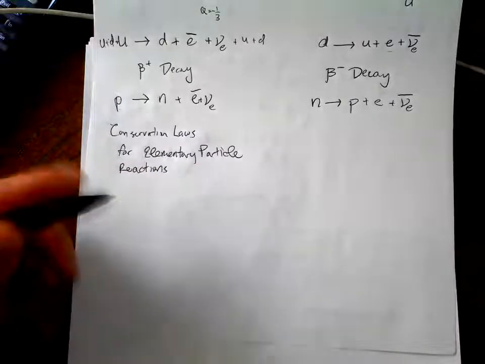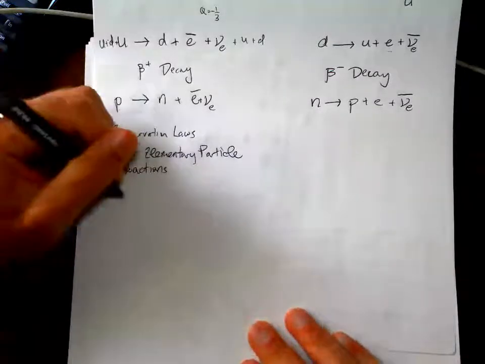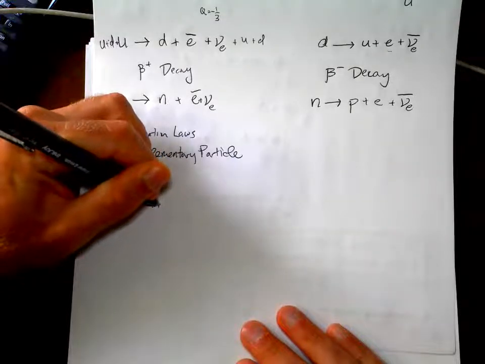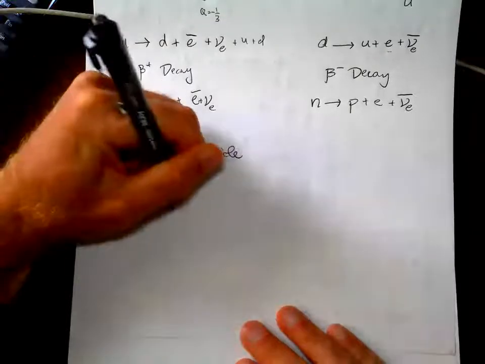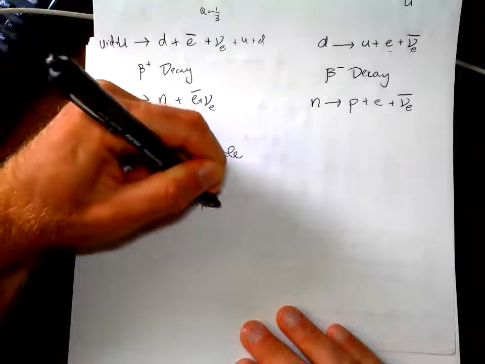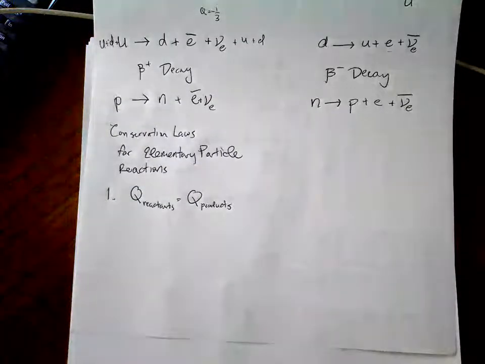So one of the conservation laws, the first one, is that the charge of the reactants has to equal the charge of the products.